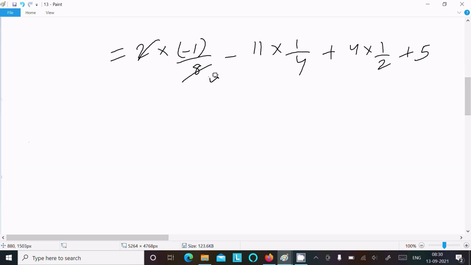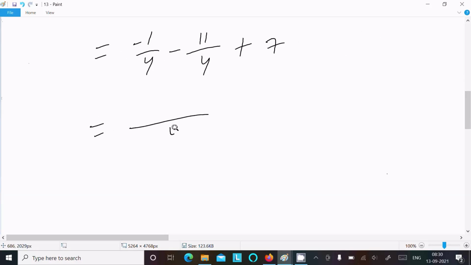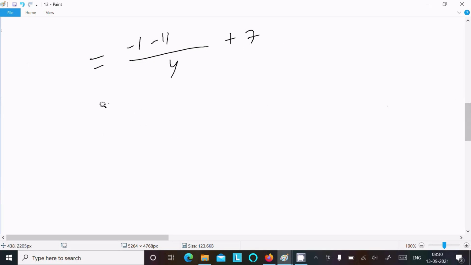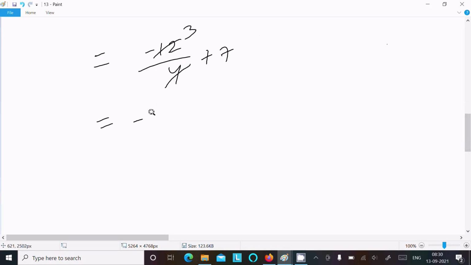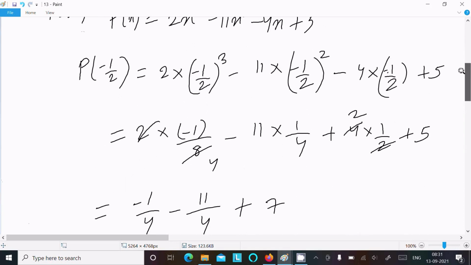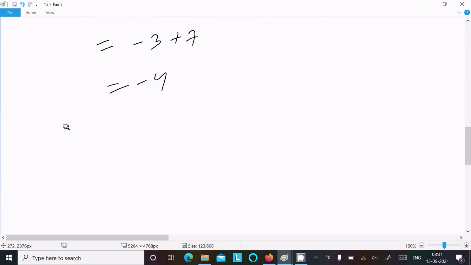After that, it cancels by 4 times. So here −1/4, and this here 11/4. It cancels by 2 times. Here 2 + 5 is 7. Now this here 4 is the LCM: (−1 − 11)/4 + 7. So this here −12/4 + 7. It cancels by 3 times. Now here you can get −3 + 7, equal to 4. So here p(−1/2) = 4.